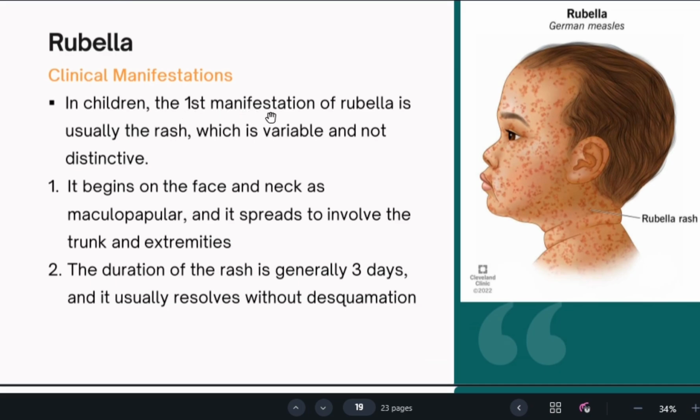In children, the first manifestation of rubella is usually the rash, which is variable and not distinctive. It begins on the face and neck as maculopapular and then spreads to the trunk and extremities. The duration of the rash is generally 3 days, only 3 days, and it usually resolves without desquamation.